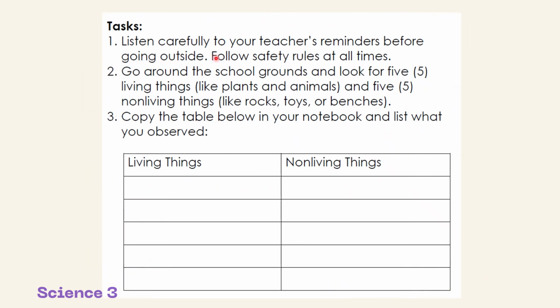1. Listen carefully to your teacher's reminders before going outside. Follow safety rules at all times. 2. Go around the school ground and look for 5 living things like plants and animals and 5 non-living things like rocks, toys, or benches. 3. Copy the table below in your notebook and list what you observe. We have here the table. The first column is the living things and non-living things.